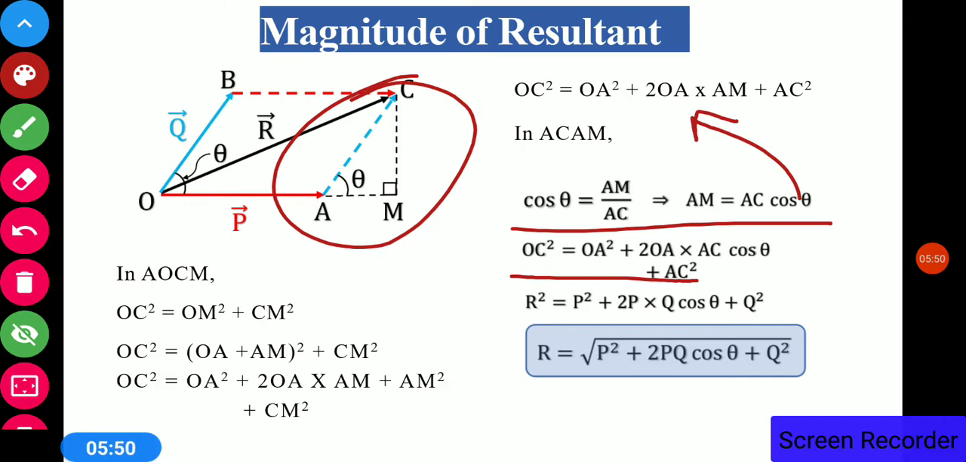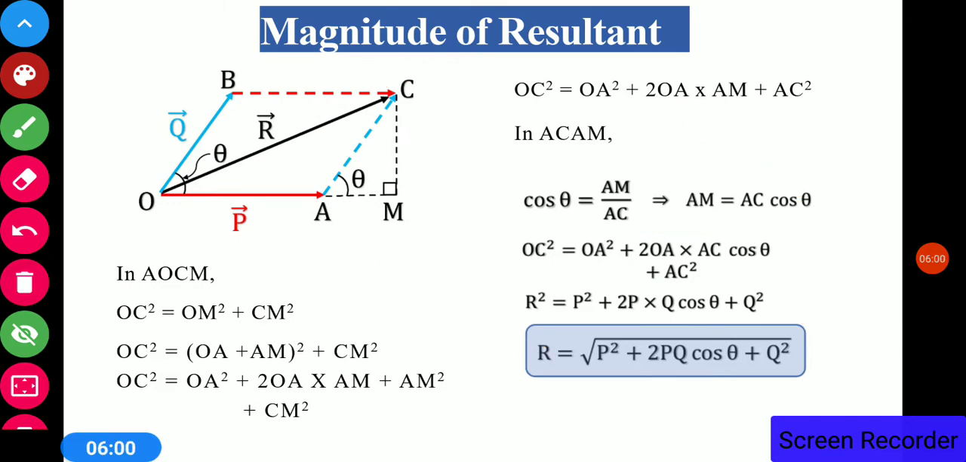Now OA is equal to P and OB is equal to Q. So by putting all these values, we will get the result R is equal to under root P square plus 2PQ cos theta plus Q square.